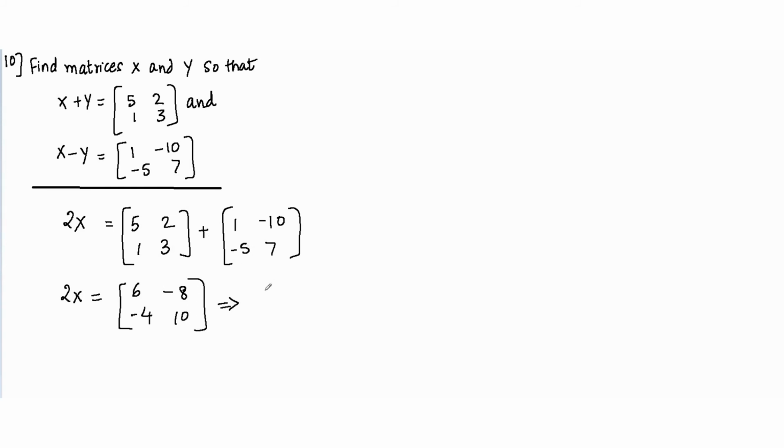Which means 2X equals that matrix. Now 2 is in multiplication, so on the other side it goes down to division, so it becomes half of 6, minus 8, negative 4 and 10, and half of this is going to become 3, negative 4, negative 2 and 5, right? So the matrix X is therefore equal to 3, negative 4, negative 2, 5.